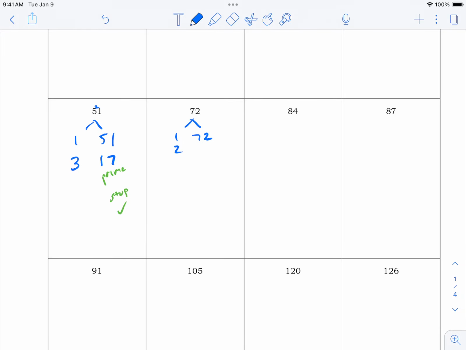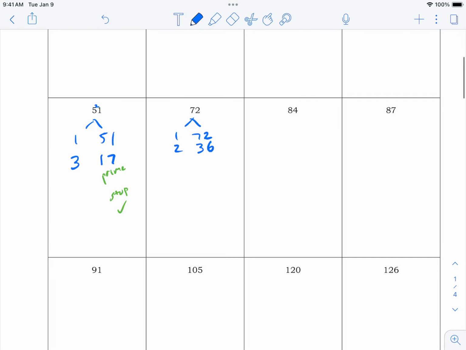It's even, so I'll divide by 2. So you can go 2 goes into 7 3 times, which is 6, so 1 left. 2 goes into 12, 6 times. So it's 2 times 36. Cool. Does a 3 work? Yes, it does, because 7 plus 2 is 9. So I know a 3 works.